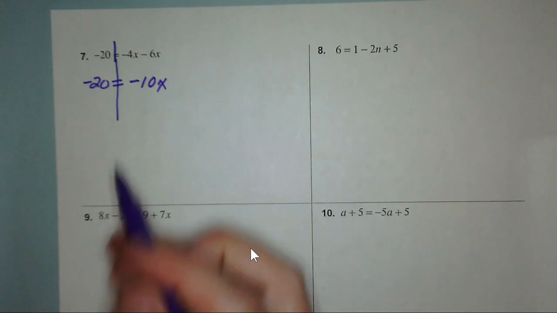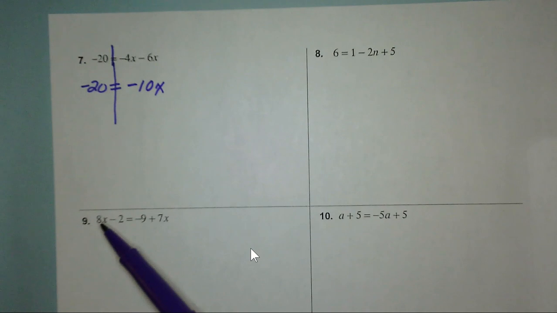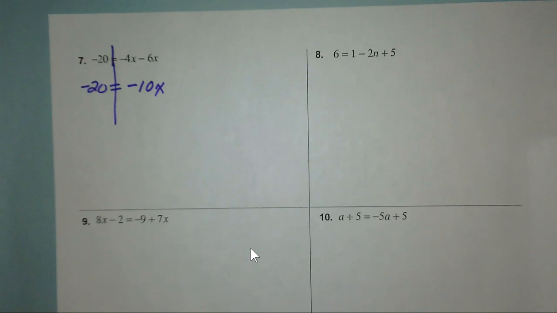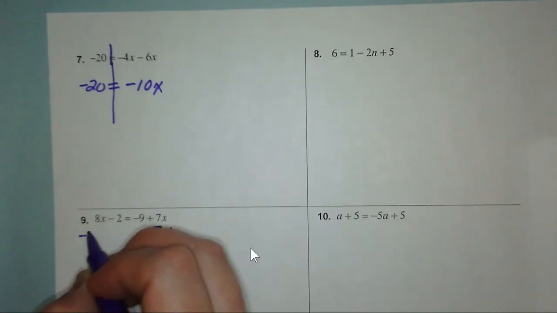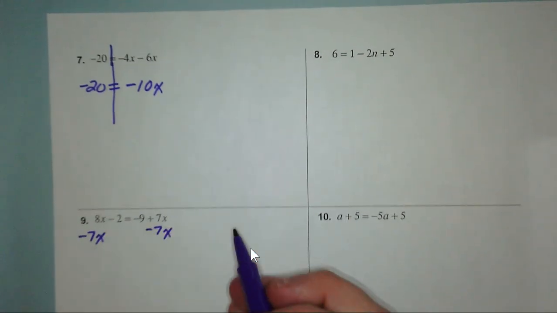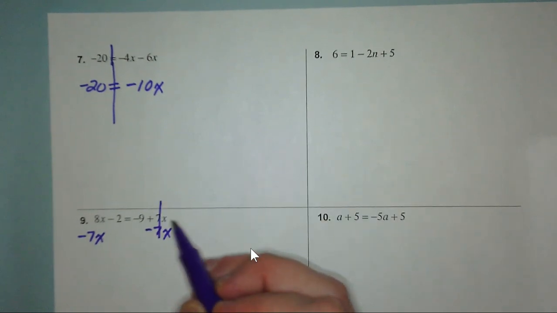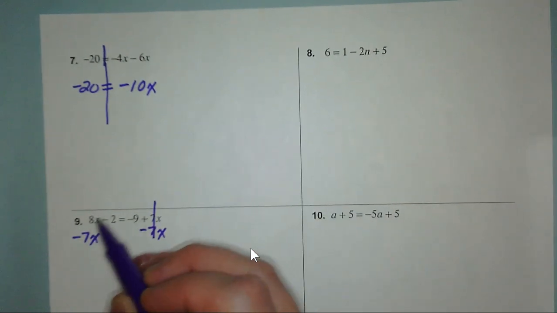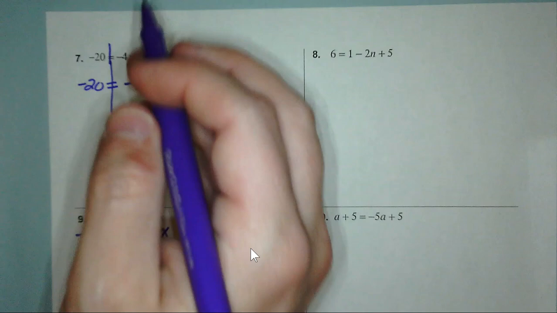You see? That's a different story than number 9. In number 9, this 8x and this 7x are on different sides. So you wouldn't just combine them. You would first have to get them on the same side by subtracting 7x away from the right side over onto the left side. You know what I mean? So it's a different thing.